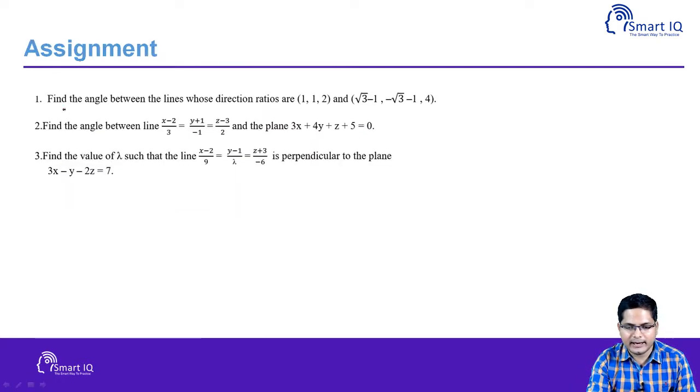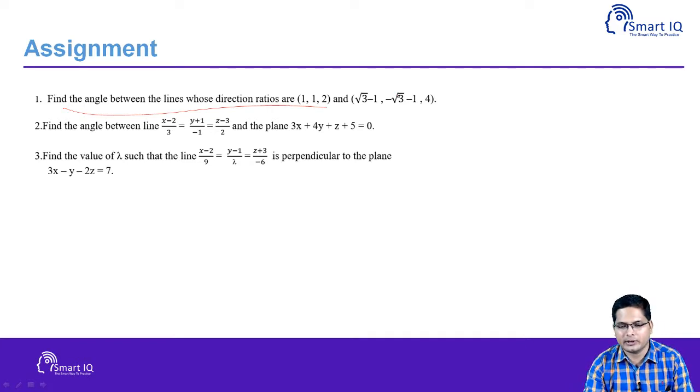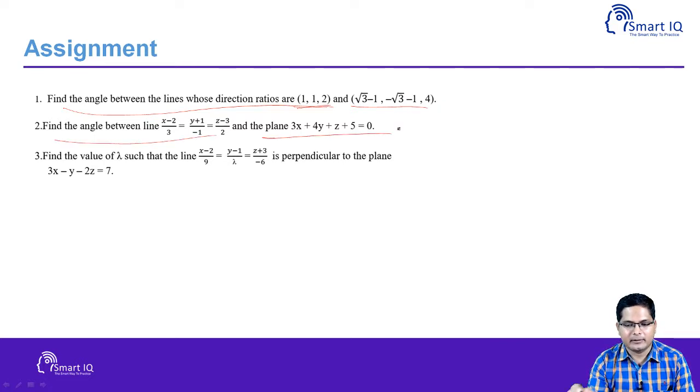The first question is the angle between the lines whose direction ratios are given. Direction ratios mean they are actually vectors. Find the angle between a line and a plane. This is very important. How will you find the angle between a line and a plane? You find the angle between the line direction and the normal, and just think about what to do. Whether we have to take sine inverse or cos inverse, just think about it. And this is another question. So please try these questions.